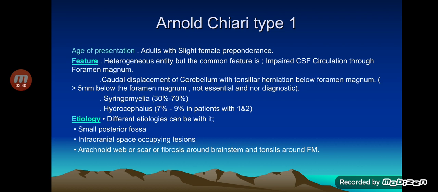The features here are heterogeneous, but the common feature is an impaired CSF circulation through the foramen magnum, with a caudal displacement of the cerebellum with tonsillar herniation below the foramen magnum. The patients may have a coexisting syringomyelia or a hydrocephalus. There are different etiologies, like a small posterior fossa, intracranial space occupying lesions, arachnoid web or scar or fibrosis around the brainstem and the tonsils, especially in the area of the foramen magnum.